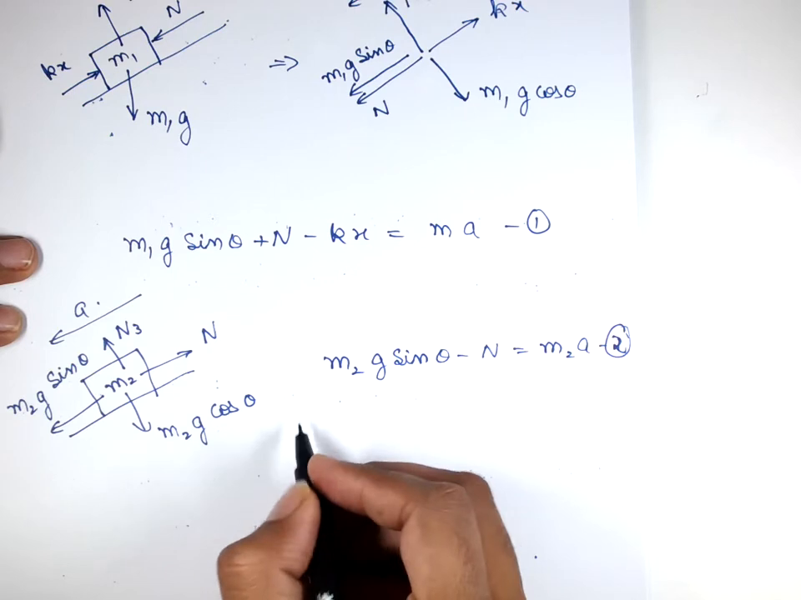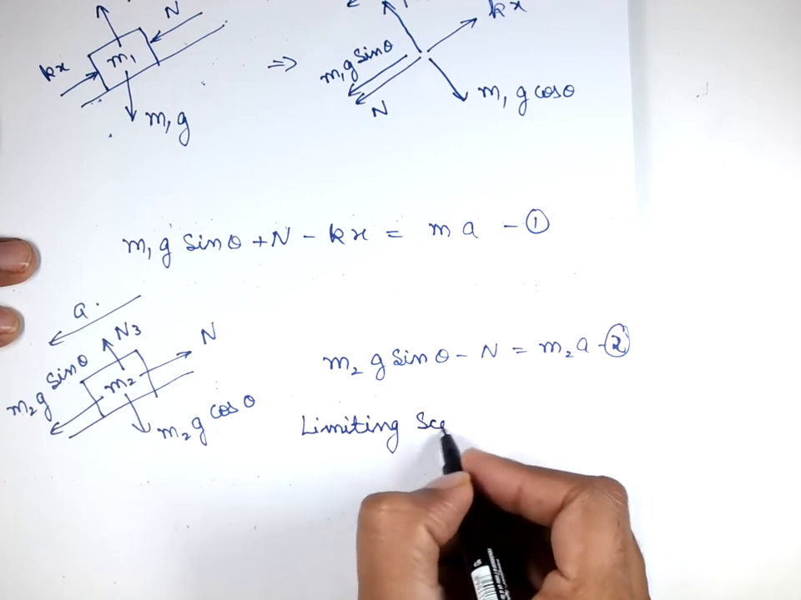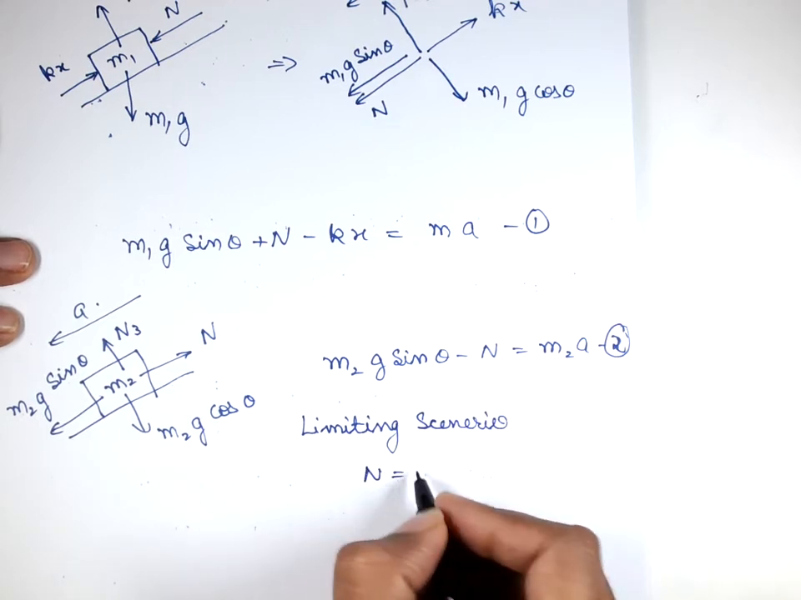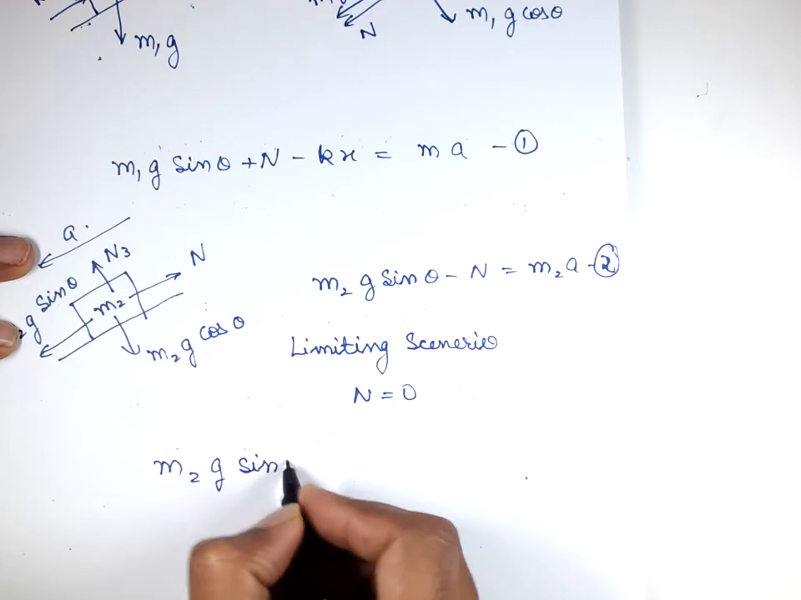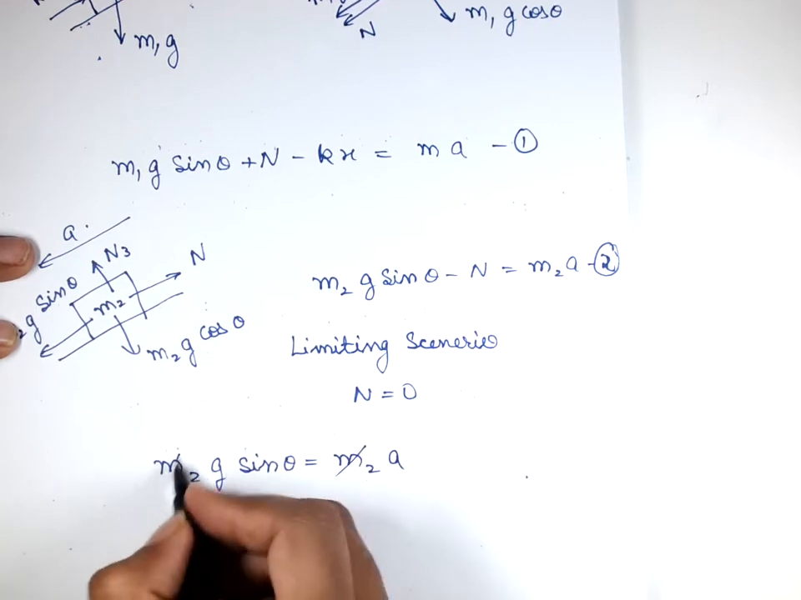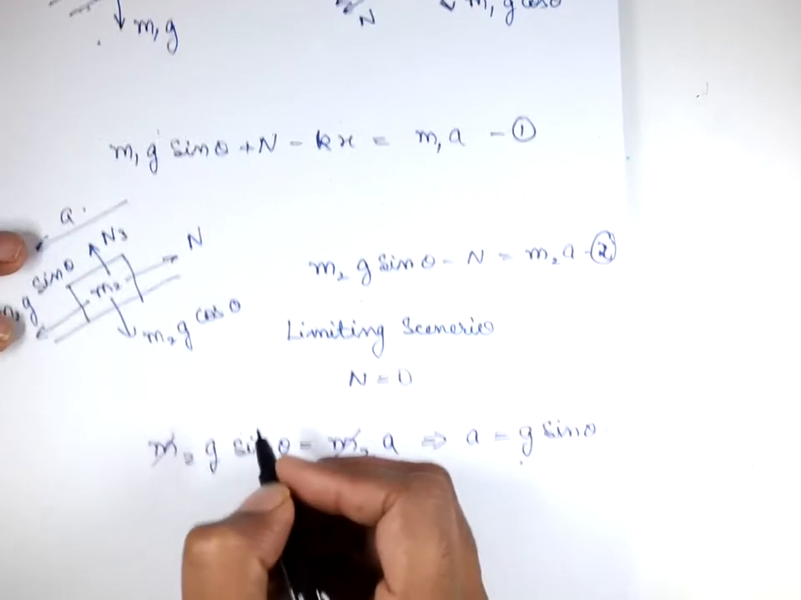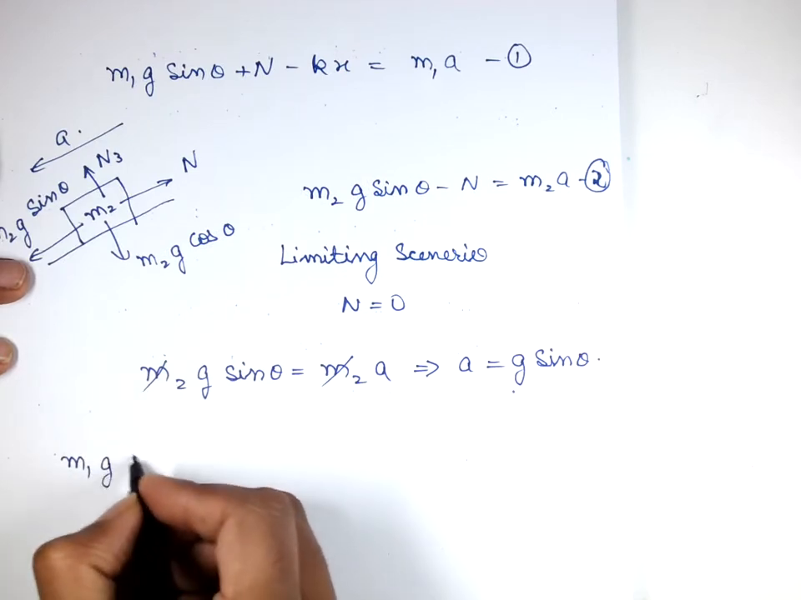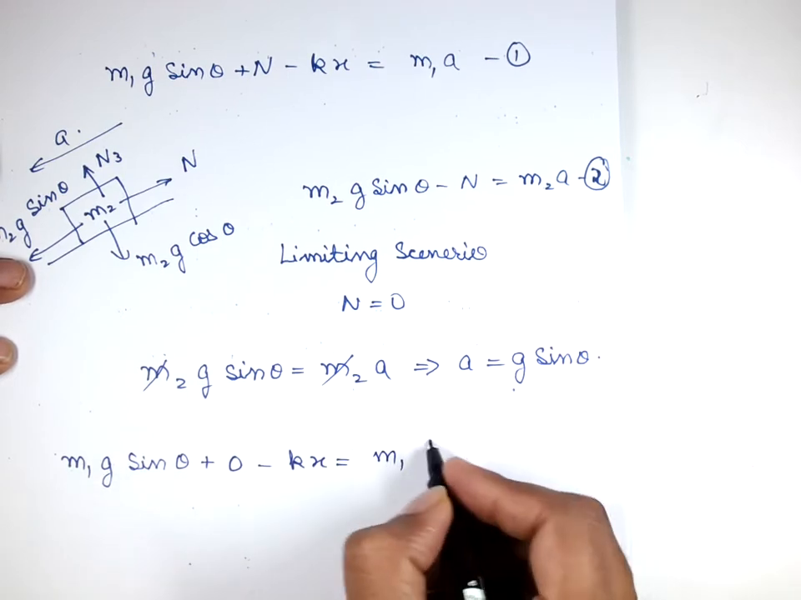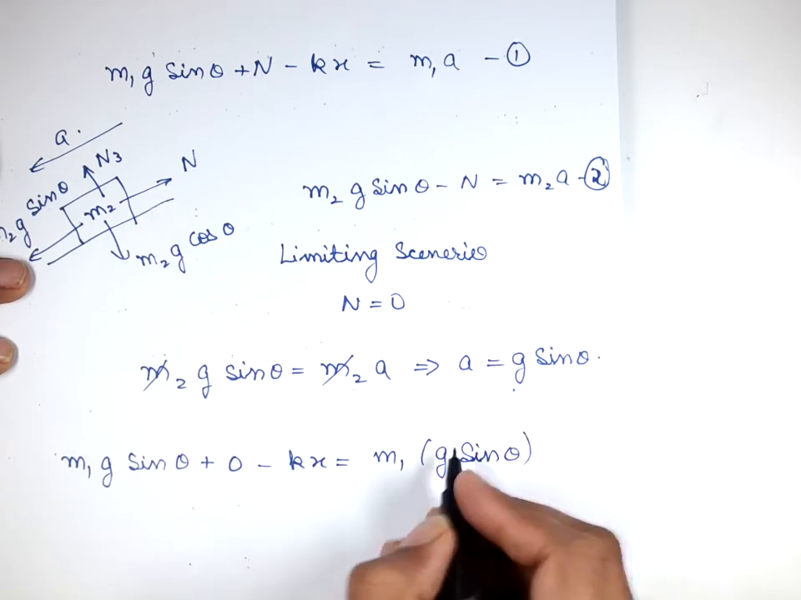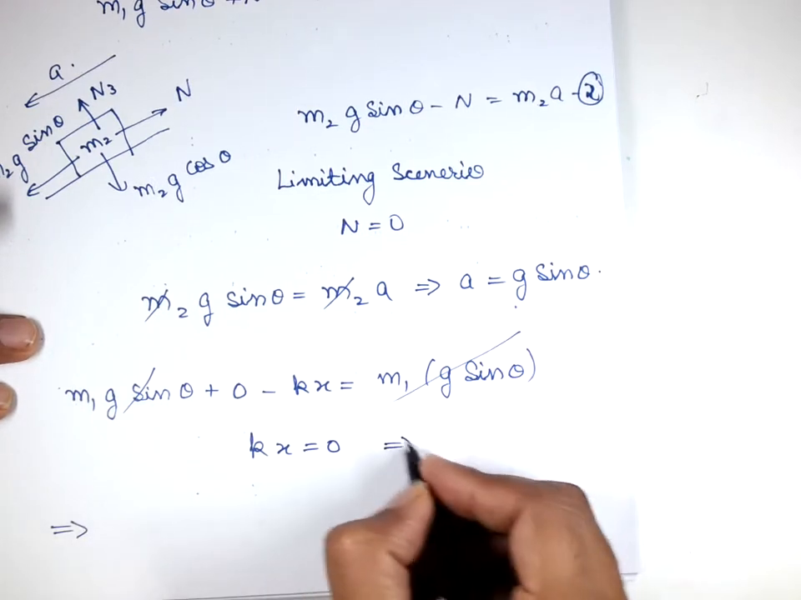Now the limiting scenario over here is that the normal reaction at this point should be equal to 0. So if you consider the second equation, m2 g sin theta should come out to be equal to m2 a, where m2 gets cancelled out, and a comes out to be equal to g sin theta. And if you consider the first equation, m1 g sin theta plus normal reaction, which is 0, minus kx can be written as m1 into a, again that can be written as g sin theta, and from this part, this and this cancel out, kx comes out to be 0. So basically it means that x comes out to be 0.